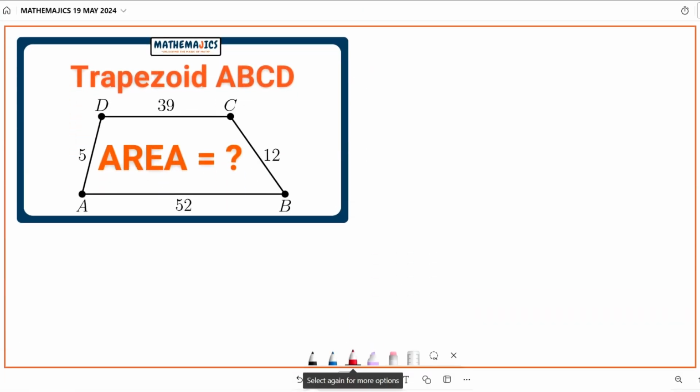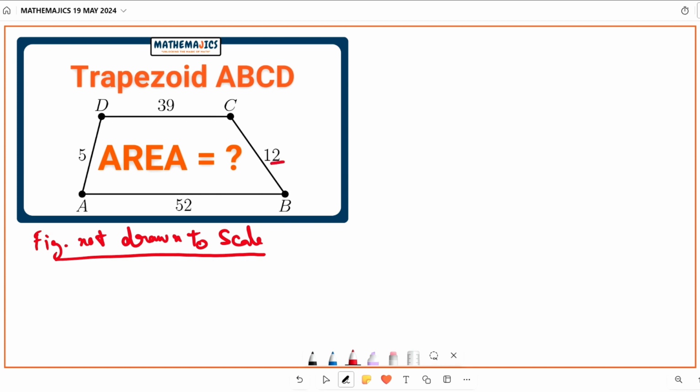Before starting the question, please understand that the figure is not drawn to scale. What does that mean? It means that it is not necessary that this will be 12 units, or this will be 39 units. Here it can vary because we have not used any particular scale to draw this figure. These sides are just marked with their lengths. Actual lengths may vary.